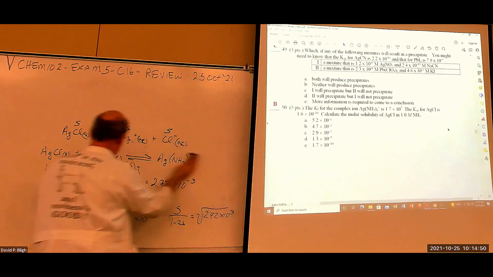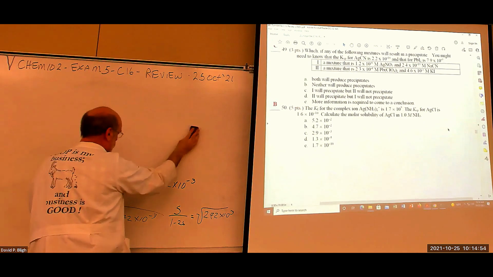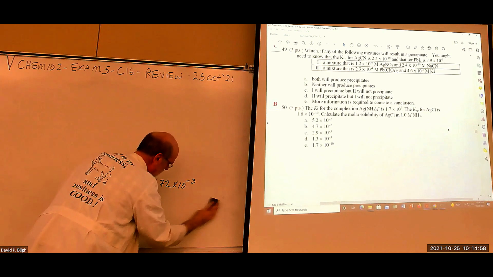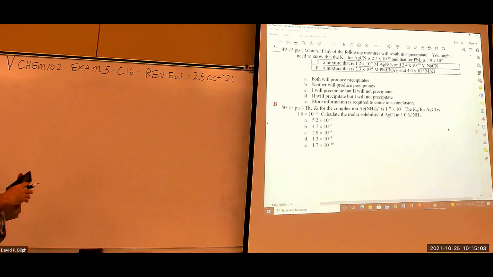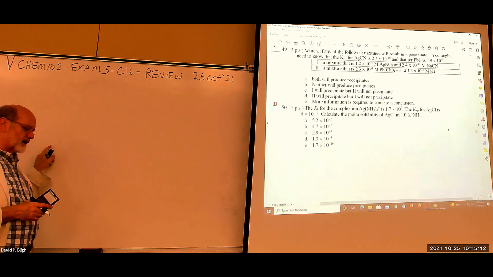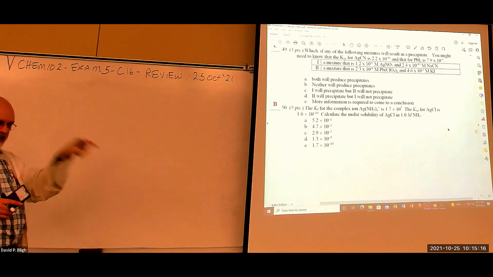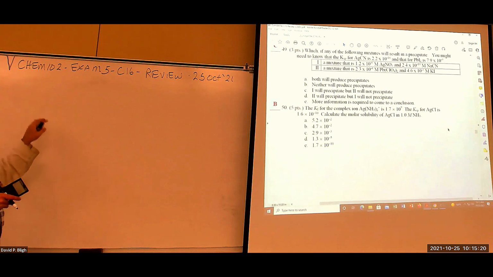We're going to use a similar approach today. But instead of just straight combining the equations, we're going to take the equivalence of one equation and set it equal to the Ksp for silver chloride and insert that into the equation. Because we're looking for a solution of what's Kf.